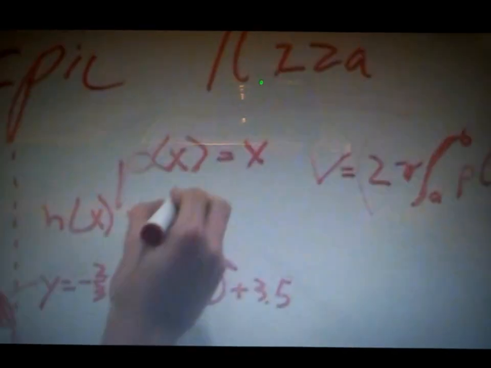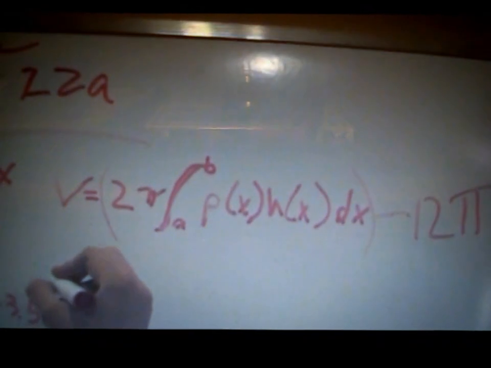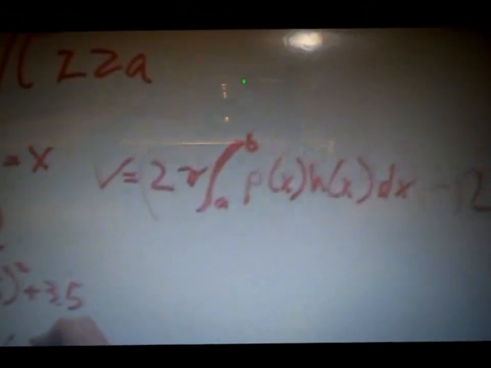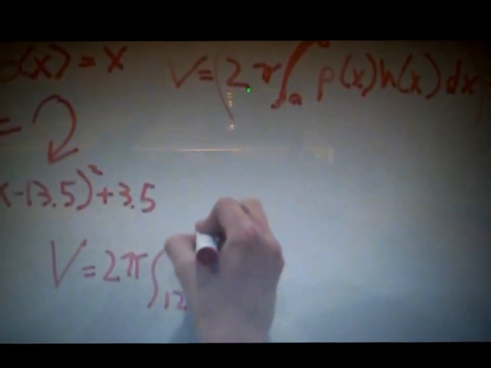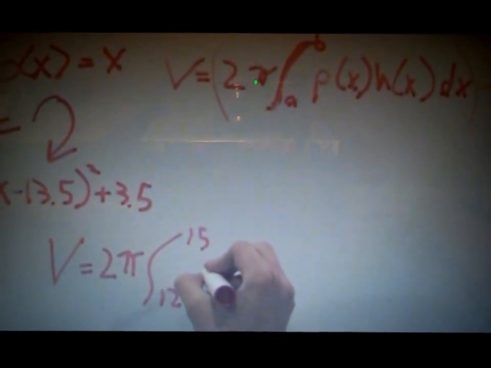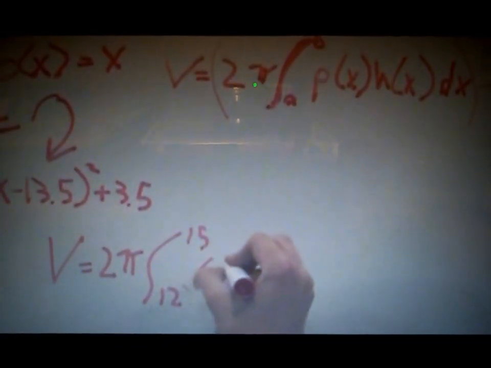Okay, from there we wrote down V equals 2 pi times the integral from 12 to 15, so that we would only find the area where the crust was actually, of p of x times h of x, which is up there, x times the function.